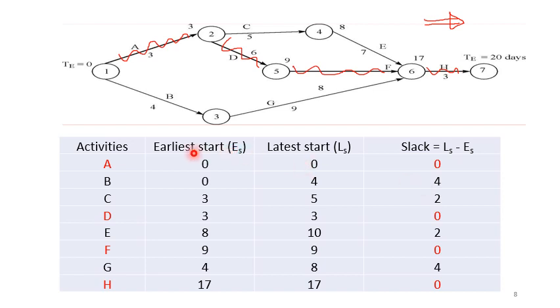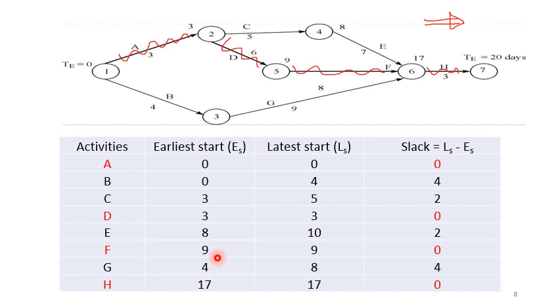This table shows you the summary. You can see here earliest start and latest start of each activity is given. The slack values are also given. You can see here wherever the slack is 0 is indicated in red here. Those are the critical activities A, D, F, H. These are the critical activities for the project under consideration.